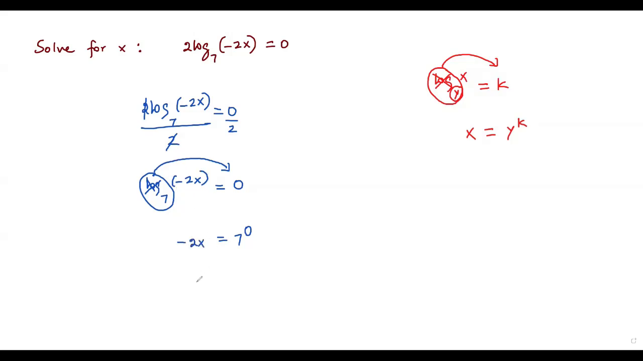Let me write it out here. Negative 2x equals, so any non-zero number raised to the power of 0 will always result in just 1. So 7 to the 0th power is just 1. Now to solve for x, I have to get rid of this negative 2 which is multiplied by x. For that, I have to divide both sides by negative 2. Let me do it. This negative 2 will cancel out. Then we get x equals negative 1 over 2.